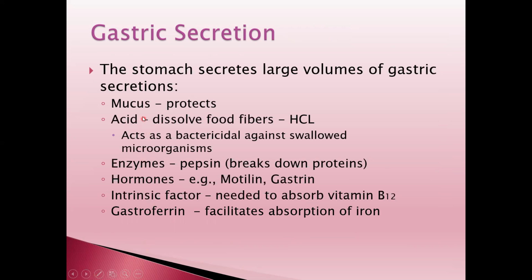In gastric secretion, we also have enzymes, of which pepsin is one. It breaks down proteins. We have hormones, which we talked about in the last couple of slides, like motilin and gastrin. We have an intrinsic factor that's needed to absorb vitamin B12, and that's a very important vitamin. And we also have gastroferrin, which facilitates the absorption of iron, which is very important for hematopoiesis and red blood cell formation.